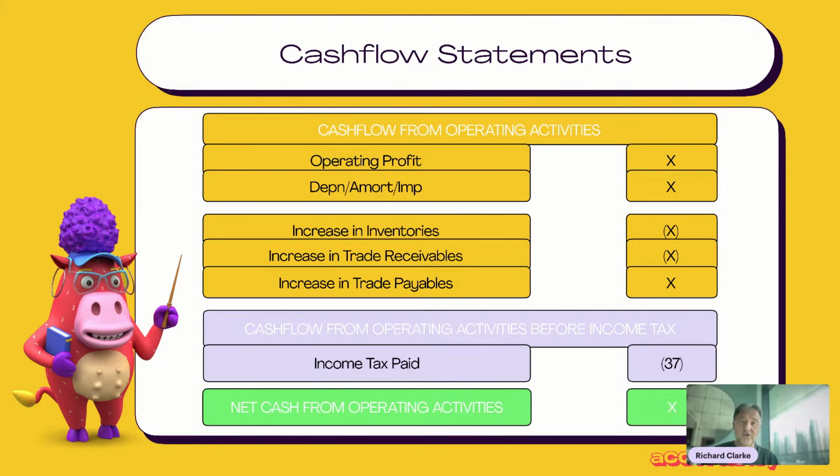The final things I want to remind you about are interest and dividends. Where does interest received and dividends received go? Investing activities. Where does interest paid and dividends paid go? Financing activities. That's pretty much true, you know, in 95% of the cases.